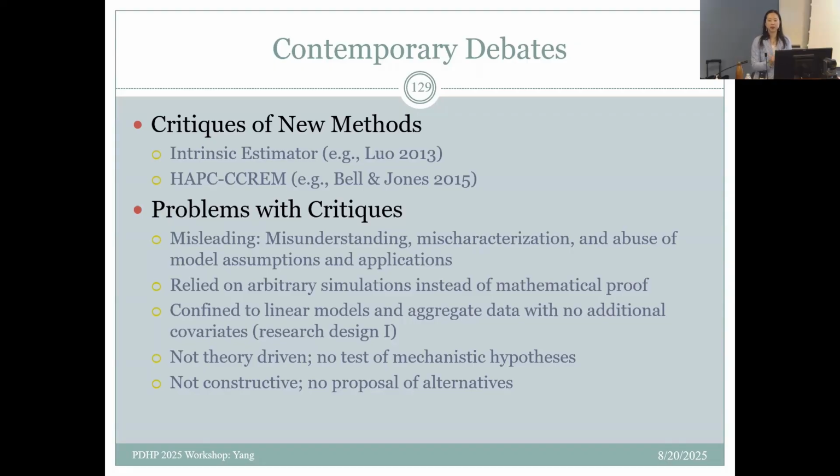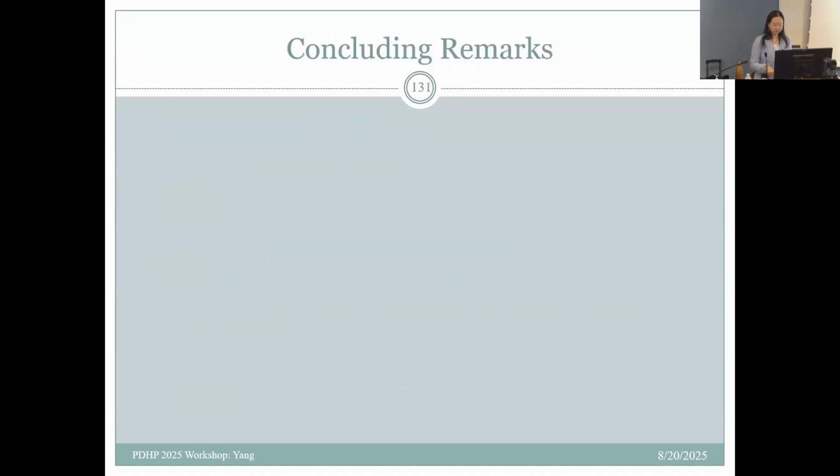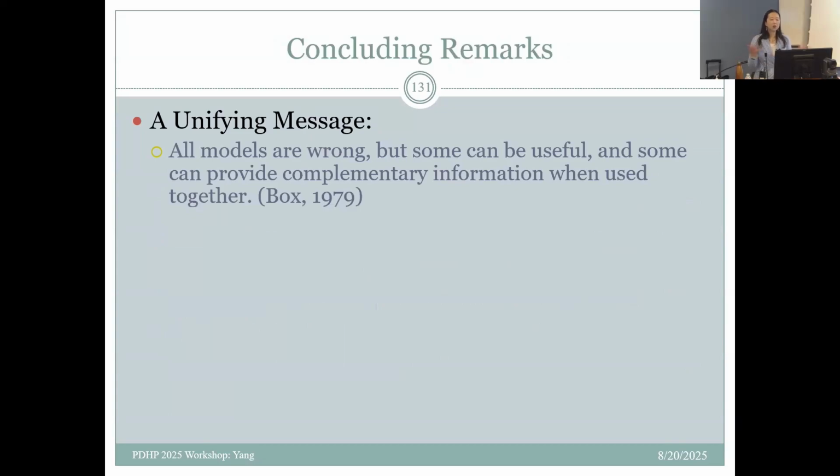It's easy to pick on something without saying how else you would want to do it, how you can improve it, or proposing alternatives. So these points are available in these additional publications and responses that reflect upon these sorts of discussions. So what do you do as the users, as researchers who are interested in analyzing your data and make something out of it?